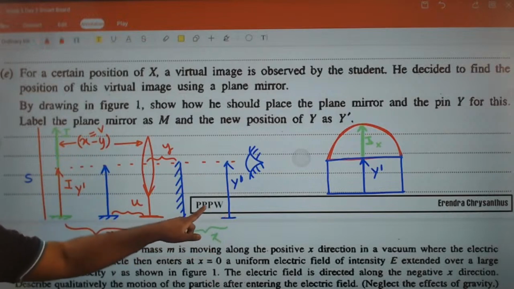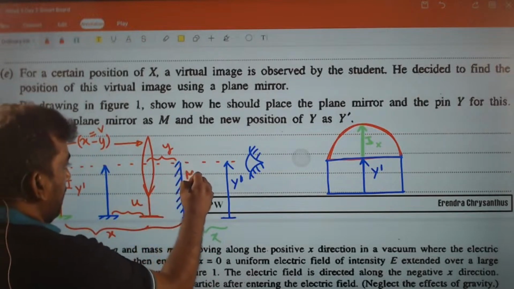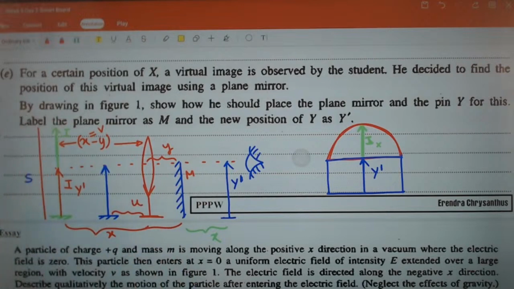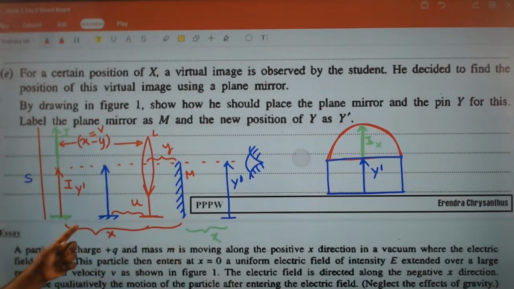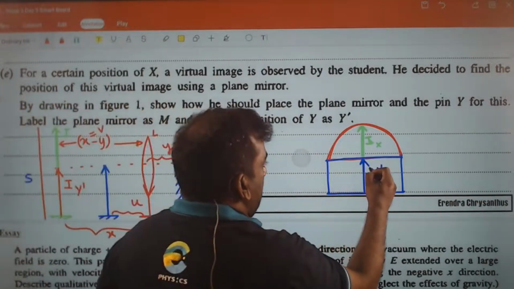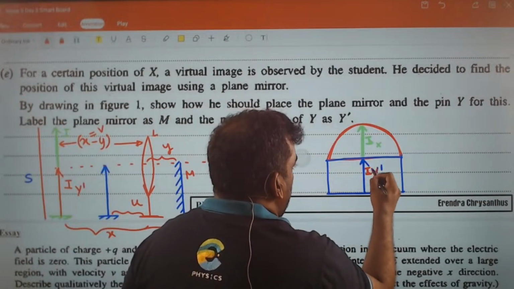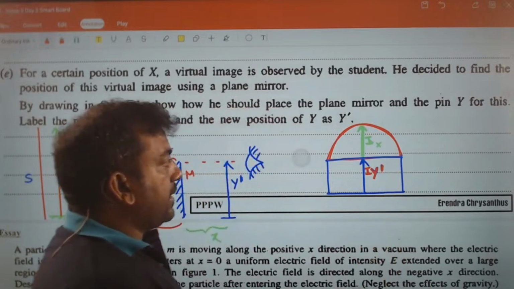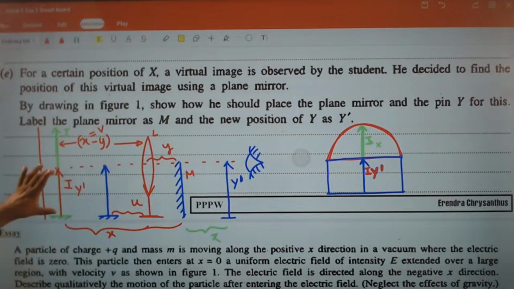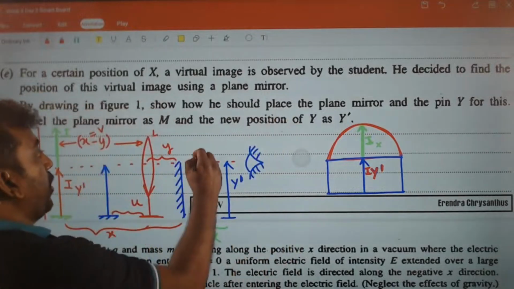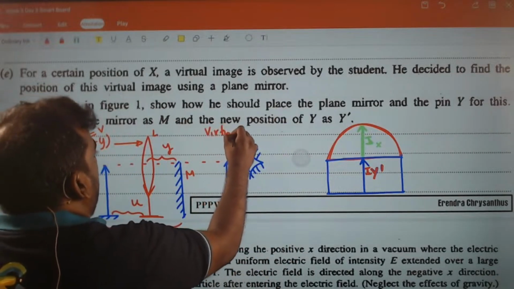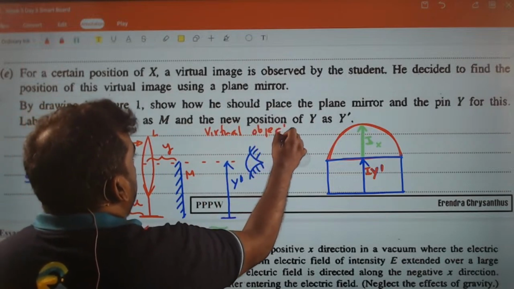X is the distance from the pin to the mirror. Y is the distance between the lens and the mirror. Object distance equals image distance. This is the image you see, image of Y dash. That's the image of X. Image of Y dash and image of X coincide with each other. No relative motion. For a concave lens, or for virtual objects, you can do the experiment.